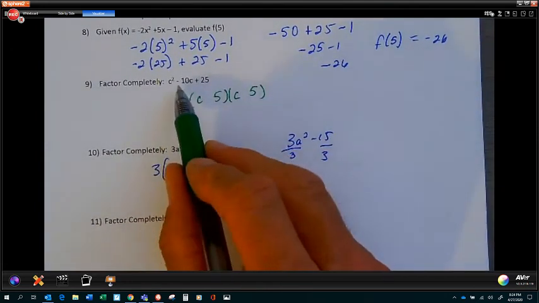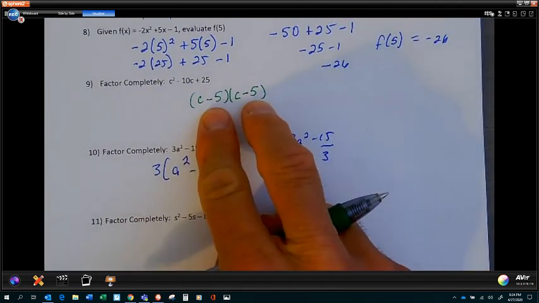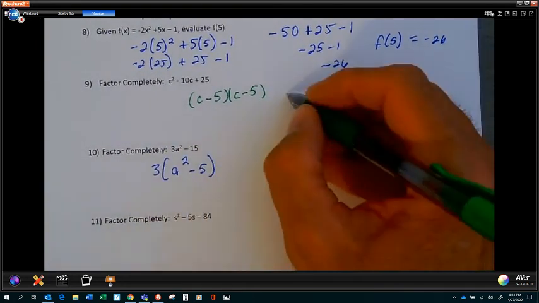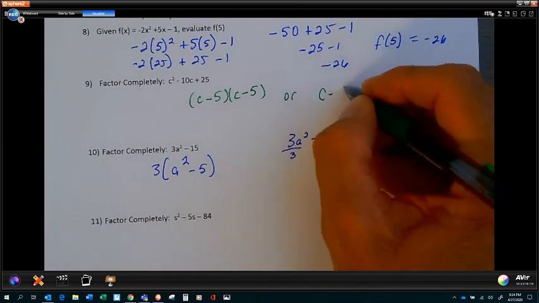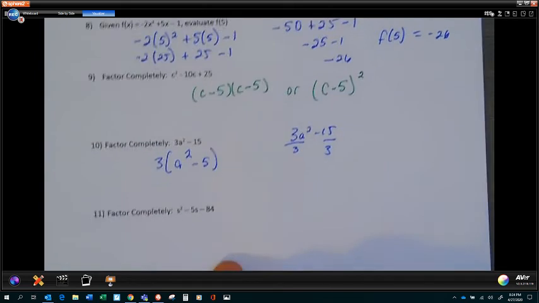And since the middle term is negative, remember when the C is positive, both those terms have to be the same sign. So we got C minus 5 times C minus 5, which could also be written as C minus 5 squared. Coming down to this one.